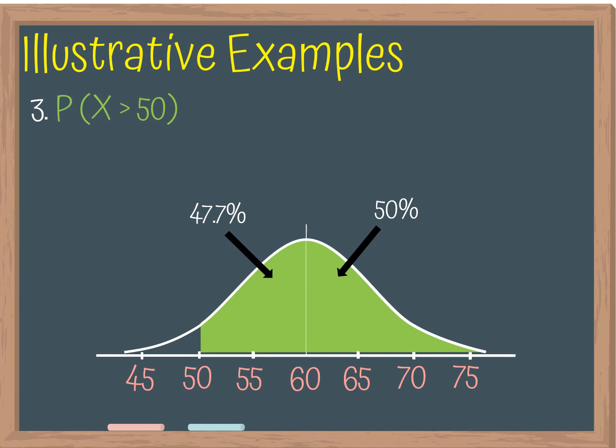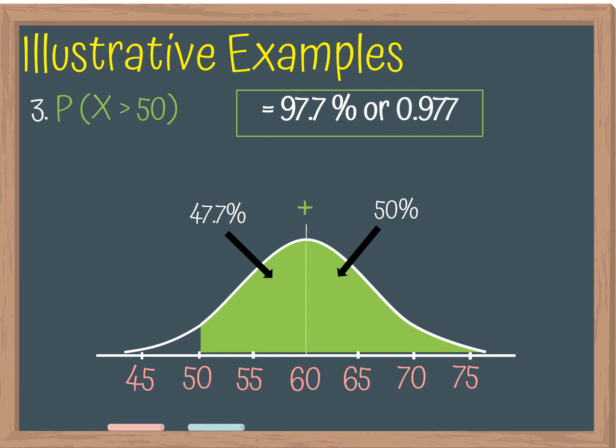So for us to identify or to solve for the indicated probability in our example, all we have to do is just add these two values, and that will give us 47.7% plus 50%, which is equal to 97.7%, or 0.977.